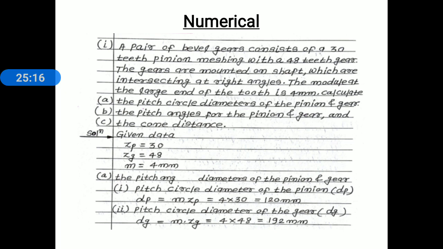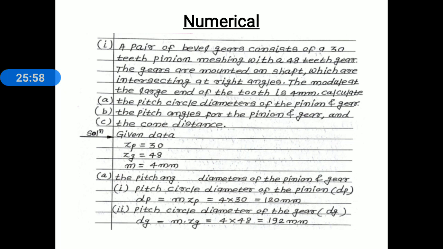Okay. Now solve this example. First of all, we collect the given data. The number of teeth on the pinion, Z suffix P, is 30. Number of teeth on the gear, Z suffix G, is 48. Module is given at the large end, M is equal to 4 mm. Now here determine or calculate the pitch circle diameter of the pinion, that is D suffix P, and the pitch circle diameter of the gear, D suffix G, capital D suffix P, capital D suffix G. The pitch angle for the pinion is gamma and the pitch angle for the gear is lambda. And the last one, the cone distance, is denoted by letter A suffix O.